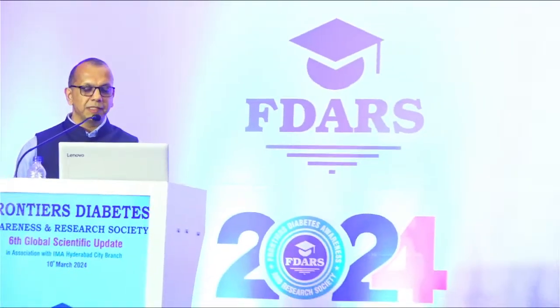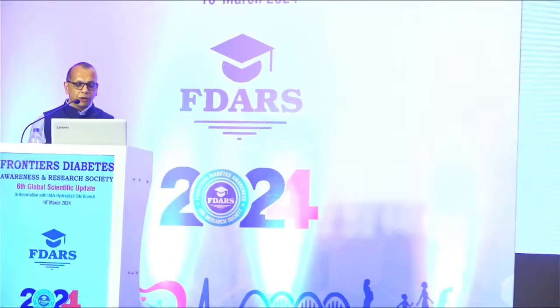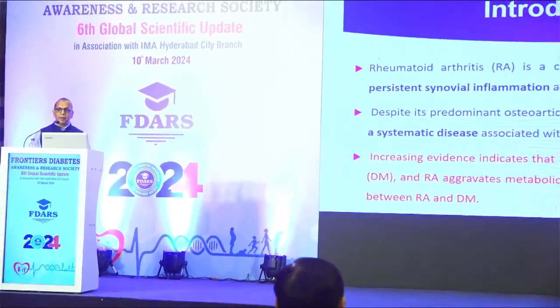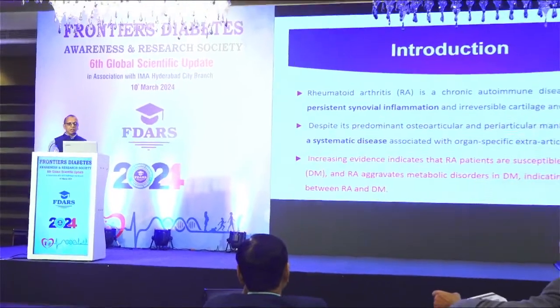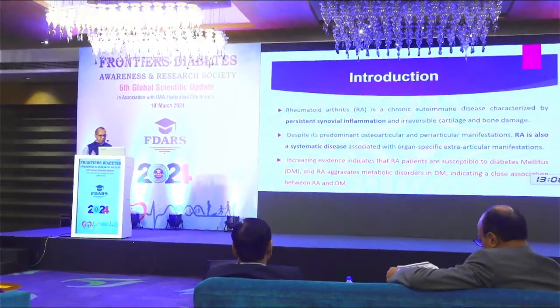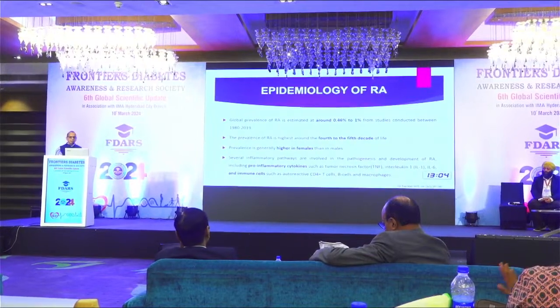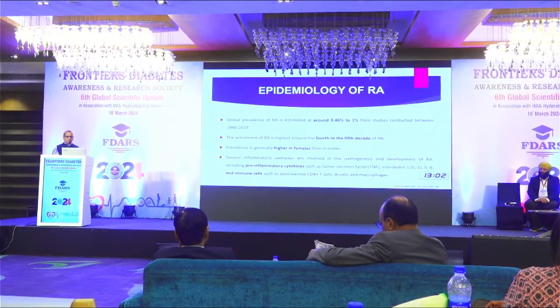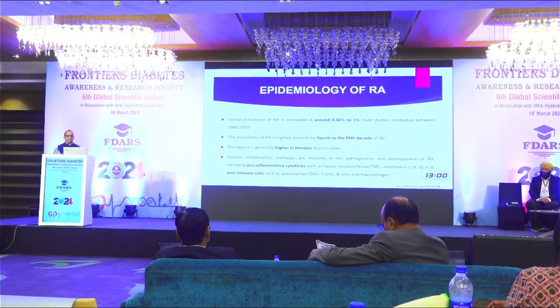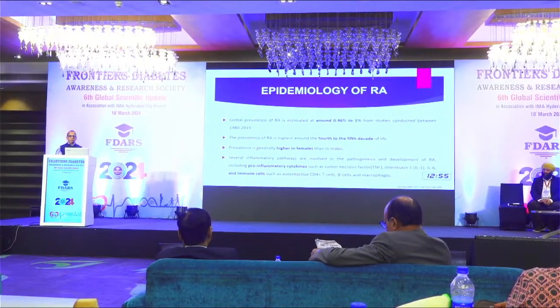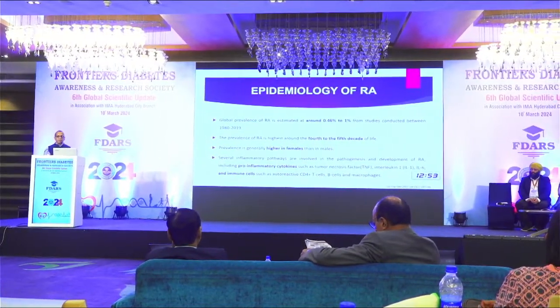There is increasing evidence which suggests that RA patients are more susceptible to diabetes mellitus, and rather, rheumatoid arthritis aggravates the metabolic disorders in diabetes patients, indicating a close association between rheumatoid arthritis and diabetes. The global prevalence of RA is estimated to be somewhere around 1%, as against what we see for diabetes, which is around 10 to 11%. The prevalence of RA is between the 3rd to 5th decade of life, more in females.